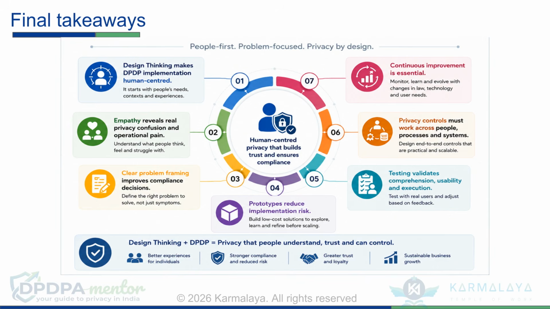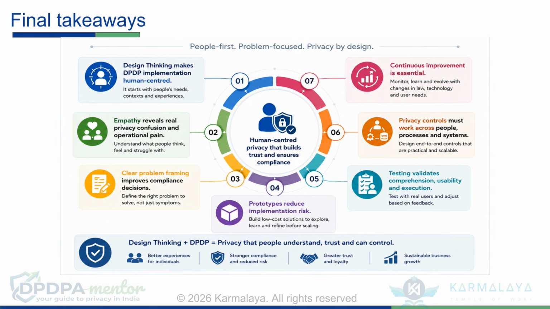First, design thinking makes DPDP implementation more human-centered. Second, empathy helps organizations understand how privacy is actually experienced. Third, a clearly framed problem leads to better solutions than a broad instruction to be compliant. Fourth, prototyping allows teams to identify weaknesses before full deployment. Fifth, testing must assess comprehension, usability, and operational execution.